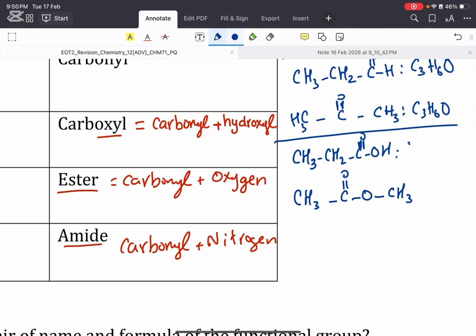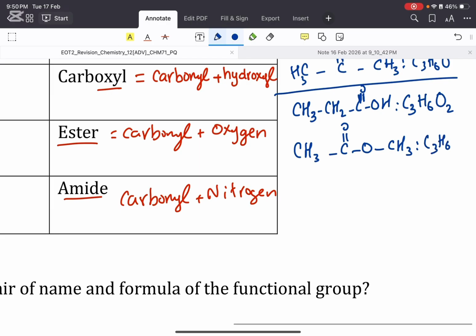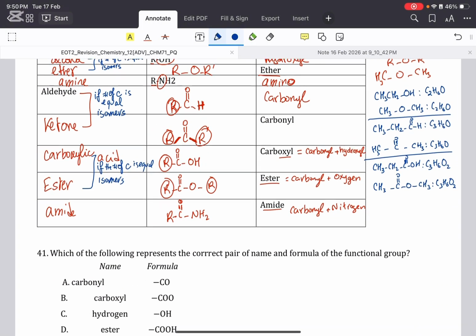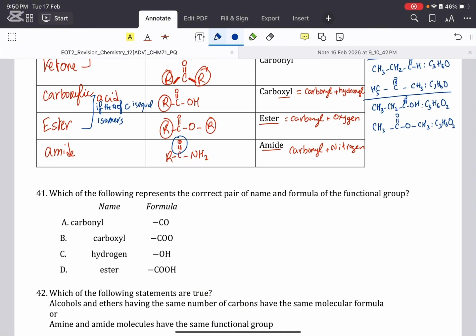The molecular formula of this one would be C3H6O2, and the molecular formula in this one is also C3H6O2. So both can be isomers. That's it. The rest, amine and amide, cannot form isomers because amide has oxygen, whereas amine has no oxygen in it.